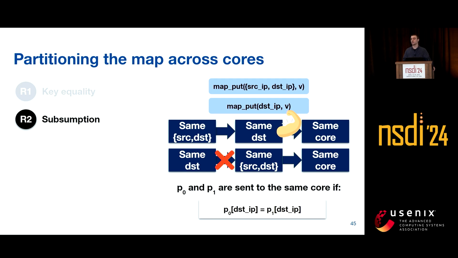So actually sending packets with the same destination address to the same core will necessarily send packets with both the same and different source information to the same core. In this sense, we say that the constraint on packets having the same destination address subsumes the other constraint on having both the source and destination addresses being equal. So here we generate the constraint that packets with the same destination address should be sent to the same core in this scenario.